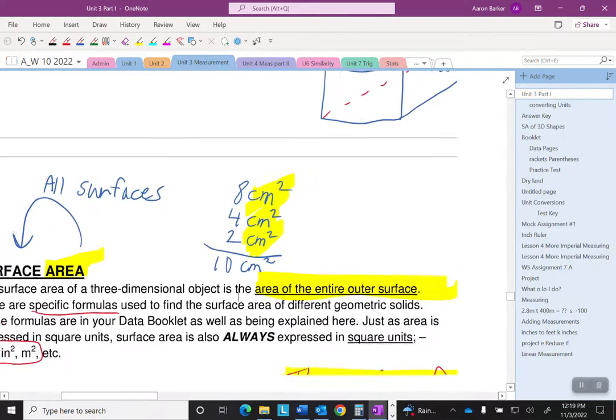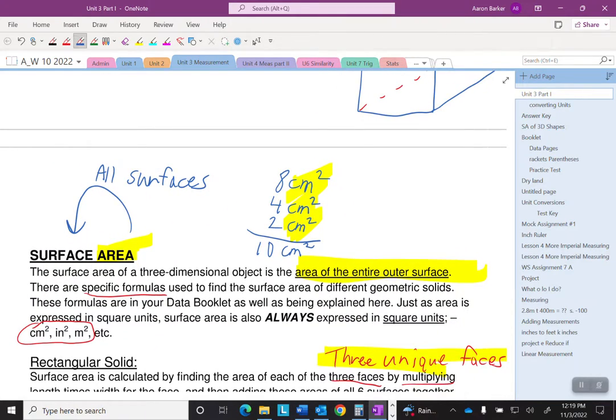Okay. Definition of surface area, just to review: it's the area of the entire outer surface. Entire outer surface. Some of them, and we're going to see them today, will have specific formulas, where some of them you're just finding area of the shapes we've already found, and you're just adding them up. Okay? However, always square units. So centimeters squared, square inches, meters squared. It's always going to be squared. All right. Questions, comments, or concerns?